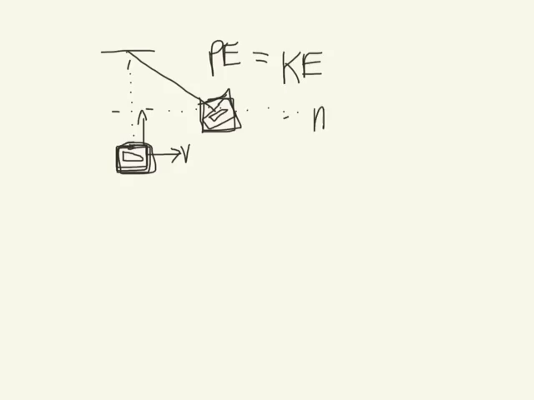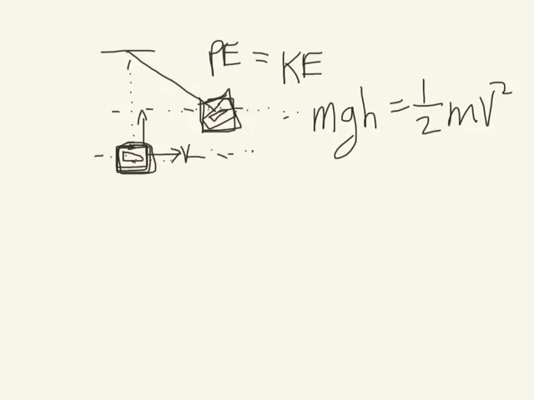We know the potential energy is mass times acceleration of gravity times height, and the kinetic energy is half mv squared. That h height is really the difference in height. So if we started here and we ended up here, this distance is our h, our height.